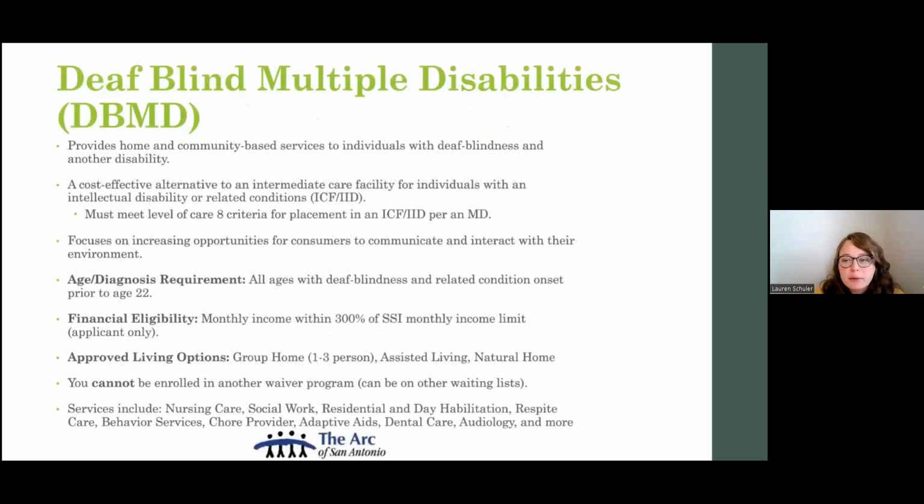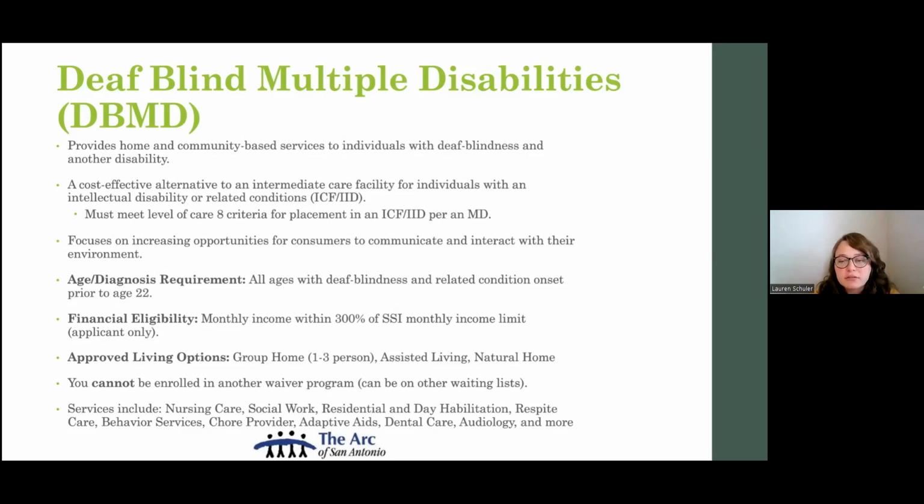Okay, now we're going to get into a couple of the more specific waiver programs. The first being the Deafblind Multiple Disabilities Waiver. So they provide home and community-based services to individuals with deafblindness, as the title states, and another disability in conjunction with deafblindness. It was created as a cost-effective alternative, again, to an intermediate care facility for individuals with IDD or related conditions. What's important to note for this waiver is they must meet a level of care need 8 for placement in an ICF home per a medical doctor.